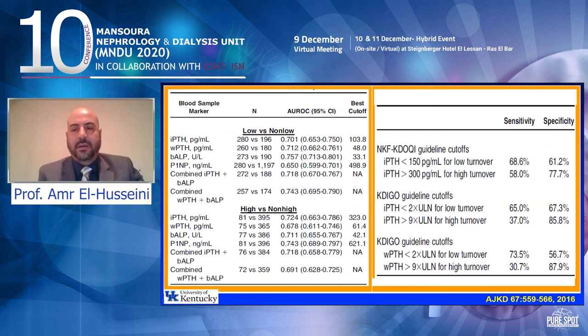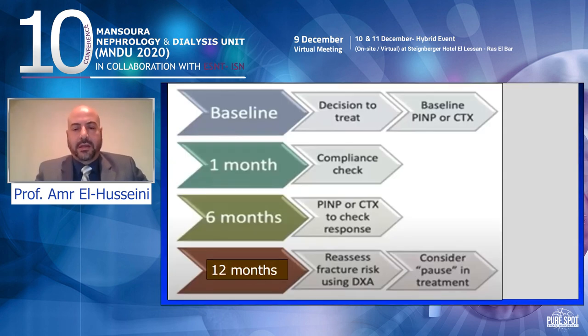The highest is the specificity for PTH more than 9 folds. So if you have a PTH more than 600 or so, you have a very good chance with a higher specificity of 85.8%, but you still can miss about 15% of these patients without having high turnover bone disease.